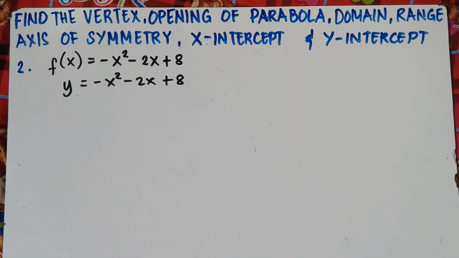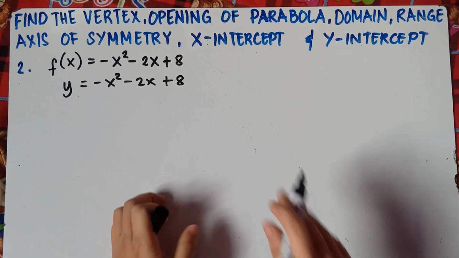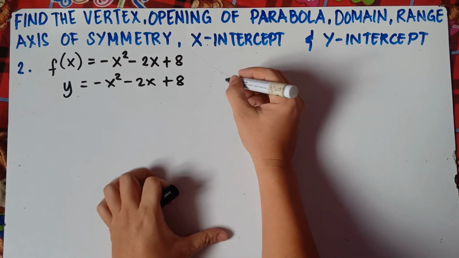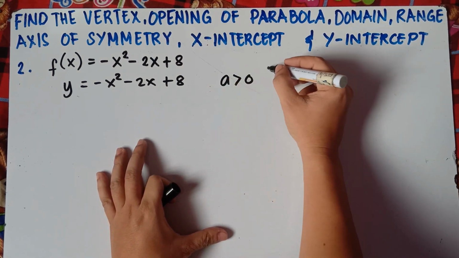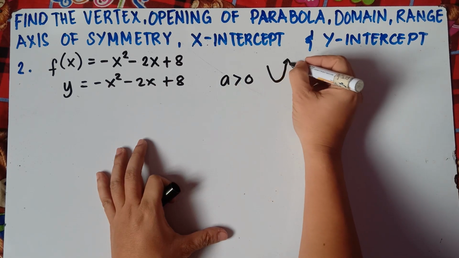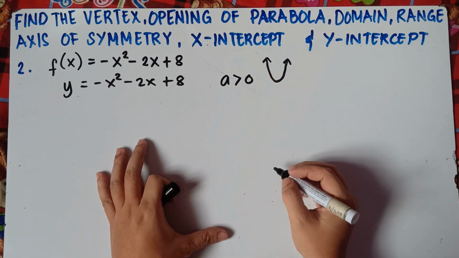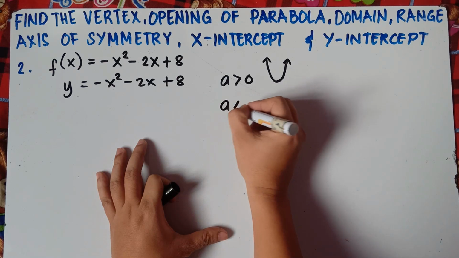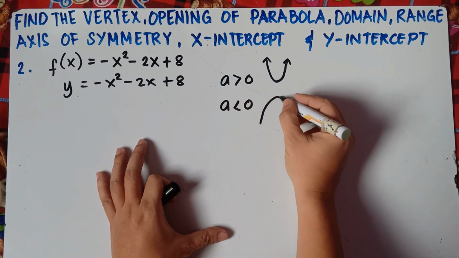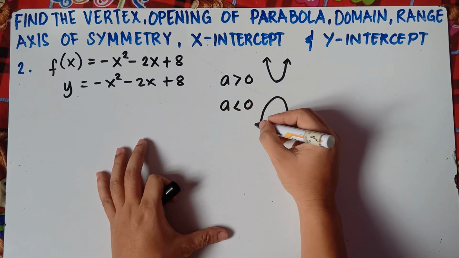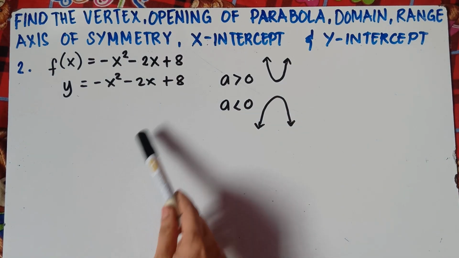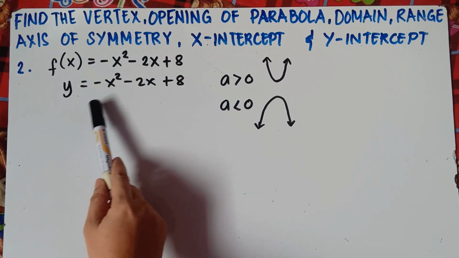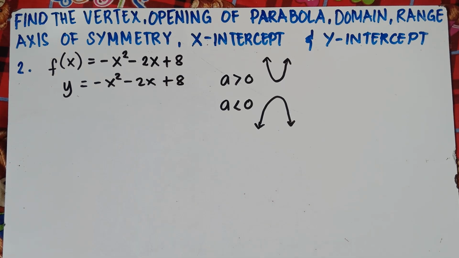First thing to do, class, is we need to find the opening of the parabola. In the opening of the parabola, if your a is greater than 0, your parabola opens upward, so your graph will look like this. If your a is less than 0, your parabola opens downward, so your graph will look like this. So let's find the value of a in this function: y equals negative x squared minus 2x plus 8.